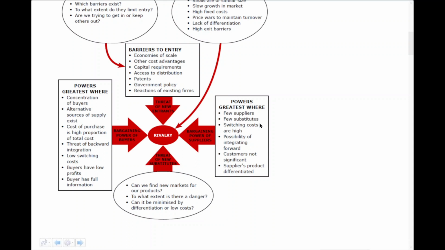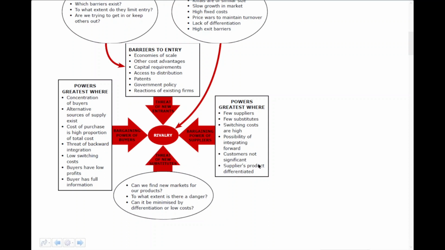Outside of that, same thing here we saw for buyers, switching costs are high. In other words, the bargaining power of suppliers is higher where an entity is going to incur high costs to switch to another supplier. Perhaps in the form of a contract, perhaps in the form of they need to go abroad, etc., etc., etc.